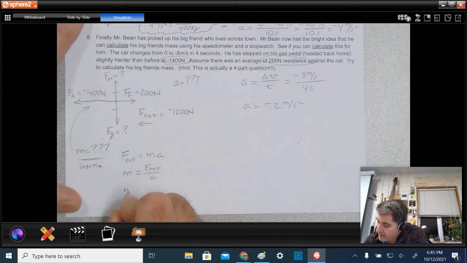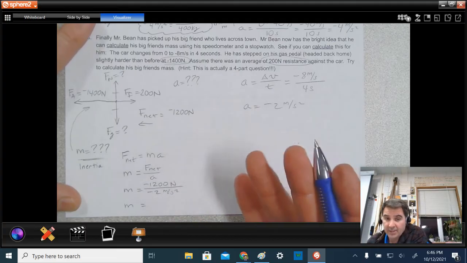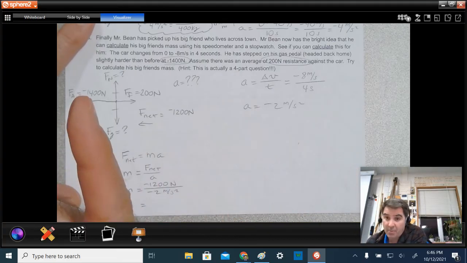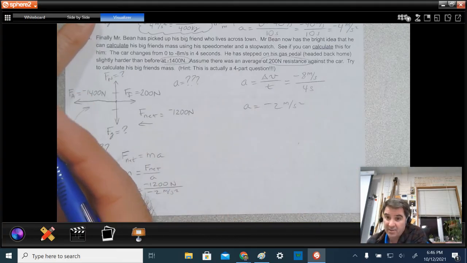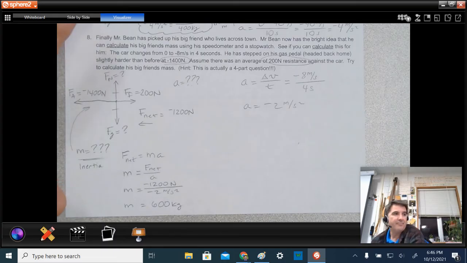So my mass is going to be negative 1200 newtons divided by negative 2 meters per second squared. My mass is going to be equal to 1200 divided by 2. The negatives cancel. A negative over a negative is a positive. So my mass has to be positive because mass is not a negative value. It is 600 kilograms. Okay. Last step.